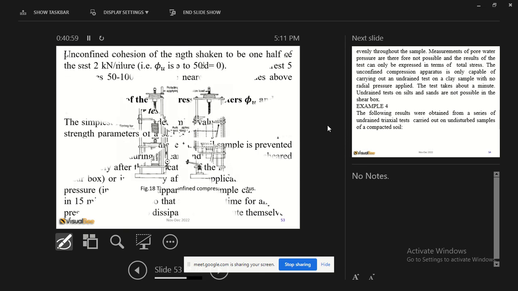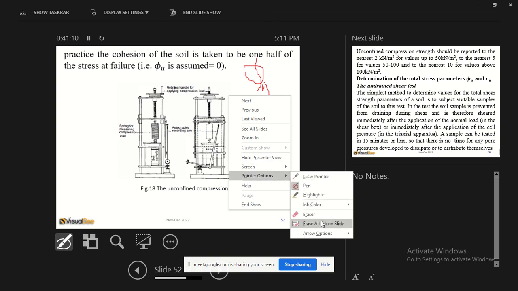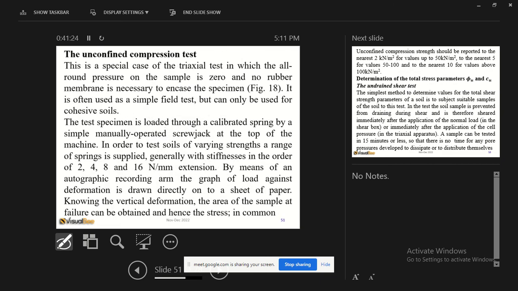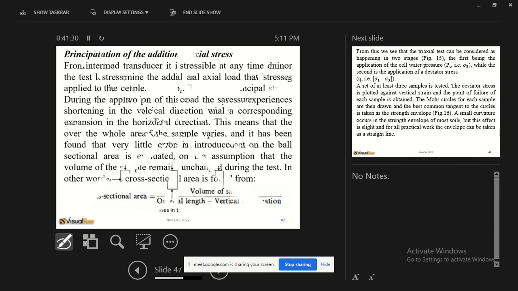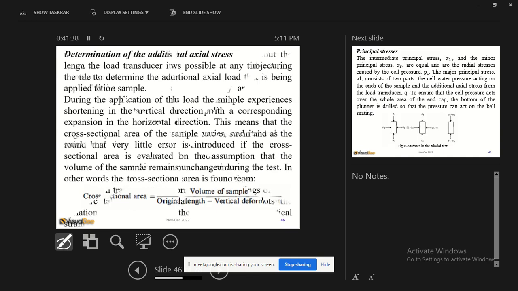So please note this undrained phi, because it's going to confuse you. These are undrained parameters, which is different from the fact that you are calling it phi u just because you are doing an undrained test. So please note these two things. Now, undrained simply means you close this valve. Drained means you open that valve during the test.